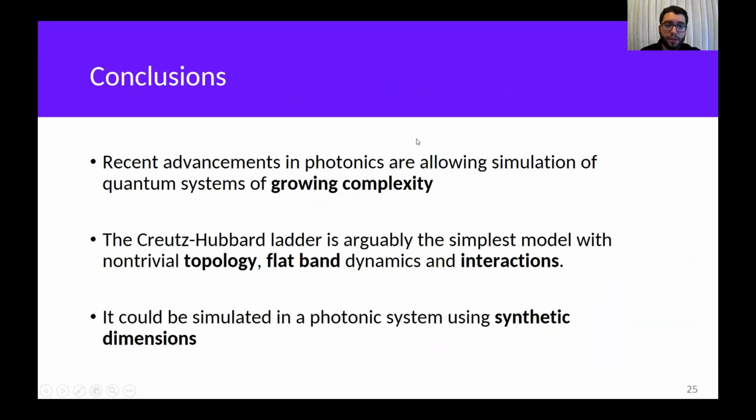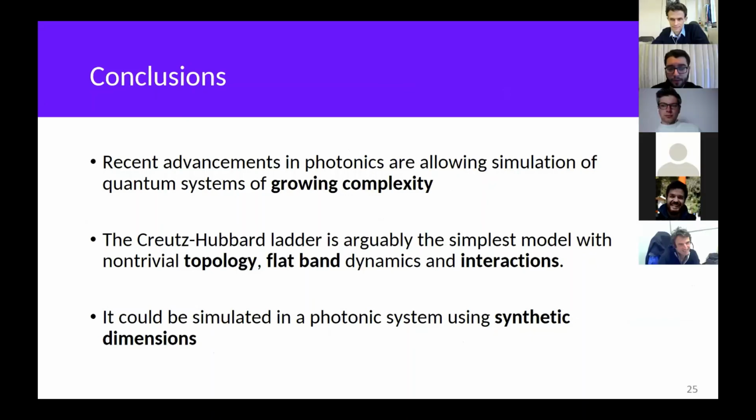So in conclusion, recent advancements in photonics are allowing simulation of quantum systems of growing complexity. The Creutz-Hubbard ladder is arguably the simplest model with non-trivial topology, flatband dynamics, and interactions, and it could be simulated in a photonic system using synthetic dimensions.